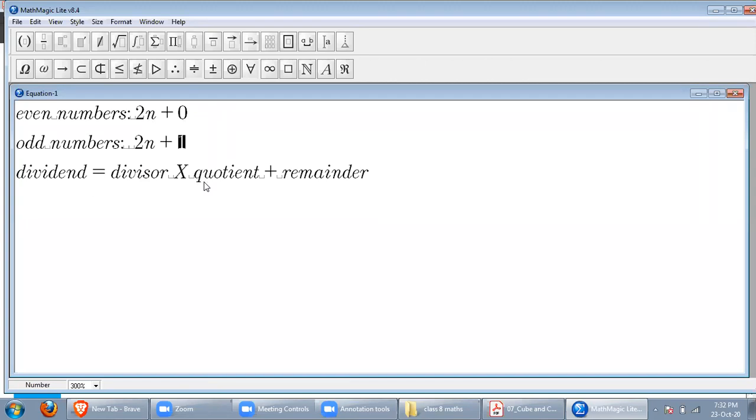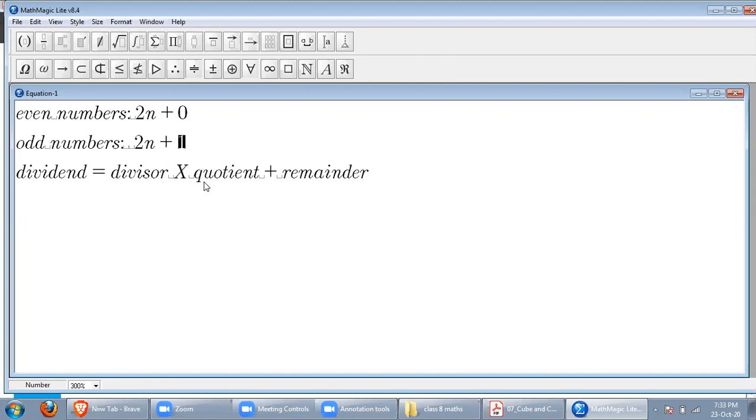Can we have a remainder other than 0 and 1 when the divisor is 2? No. When we divide by 2, what are the possible remainders? The possible remainders are only 0 and 1. Okay.